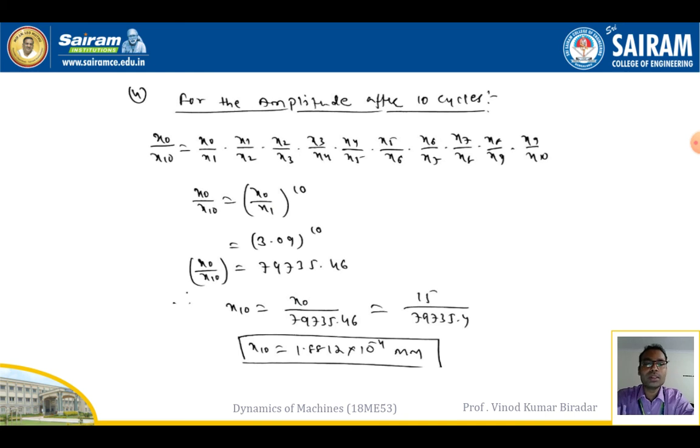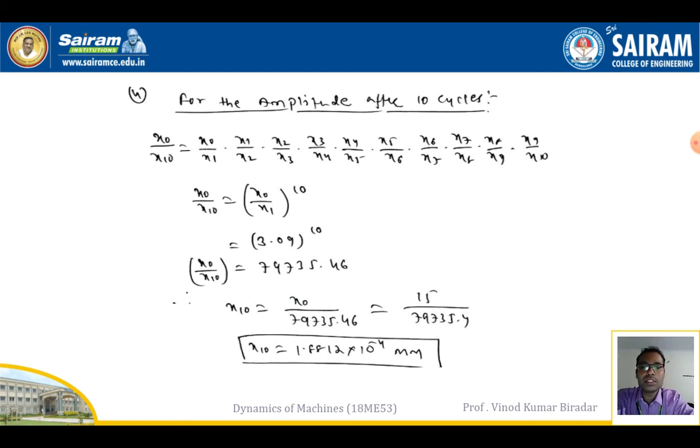Now in the fourth, they are asking something very important: the amplitude after 10 cycles. How do we generate the formula? Initially x naught by x10 is equal to x0 by x1 into x1 by x2 up to x9 by x10. After writing that, x naught by x10 is equal to x naught by x1 to the power of 10 cycles. Therefore x naught by x1 is 3.09, which we already calculated as the ratio of two successive amplitudes.